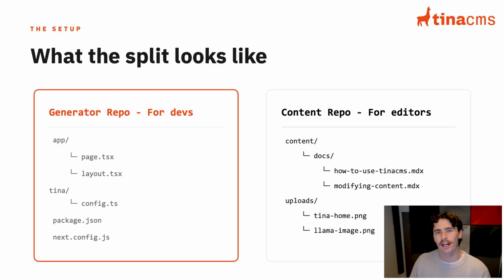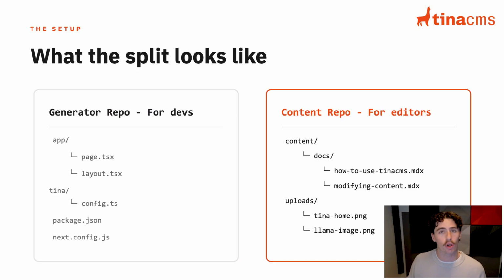So now what would this actual split look like? Well, as you can see, on the left-hand side, we have our generator repository. Our generator repository is where the developers will be living, and this is where all your application code lives, your Tina schema, and your build scripts. And on the right, we have our content repositories. Now your content repositories are where the editors will be living. The content repository has all of your content, such as your documentation, your images, uploads, all of those things.